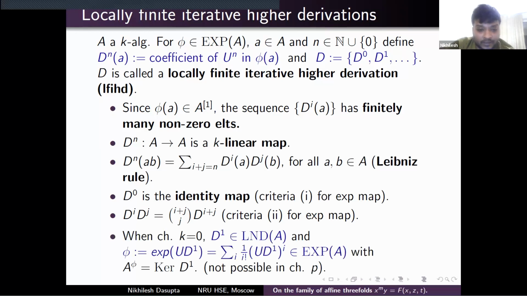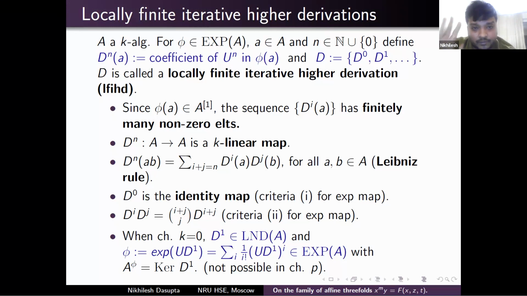When characteristic K is 0, D1 is a locally nilpotent derivation, and this phi can be written as exponential of u D1. You know the exponential is the summation over i of 1 by i factorial. So you can see every Dn can be written in terms of D1 when characteristic K is 0. But since there is a 1 by i factorial, you can guess that when the characteristic is positive, we will have problems. So this is the distinction between the characteristic 0 case, where you can write every Dn in terms of D1, but in characteristic positive, it is not always possible.